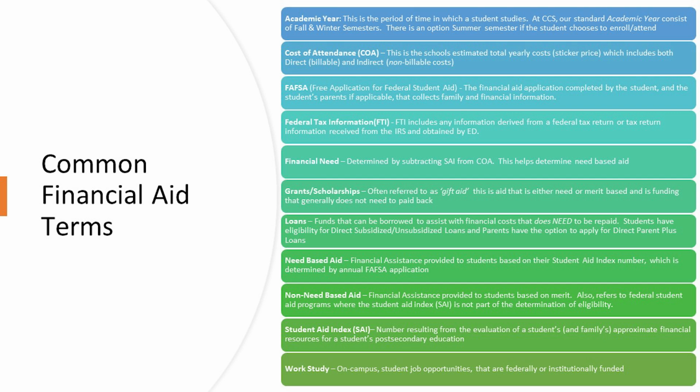So leading into that, FAFSA. This is the free financial aid application that collects family and financial information, which helps determine grant, scholarship, and loan eligibility. And what that FAFSA helps determine is the Student Aid Index, or the SAI. This is a FAFSA-based number that helps determine need-based aid eligibility. So this helps determine your need-based grants or your loan eligibility.